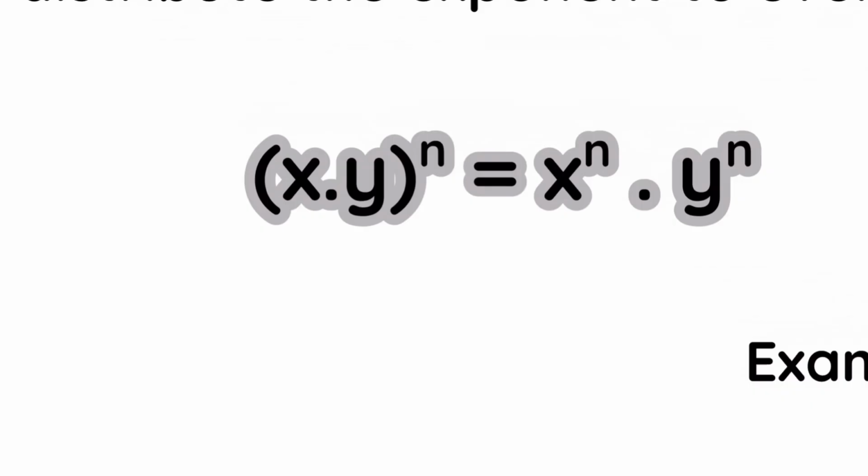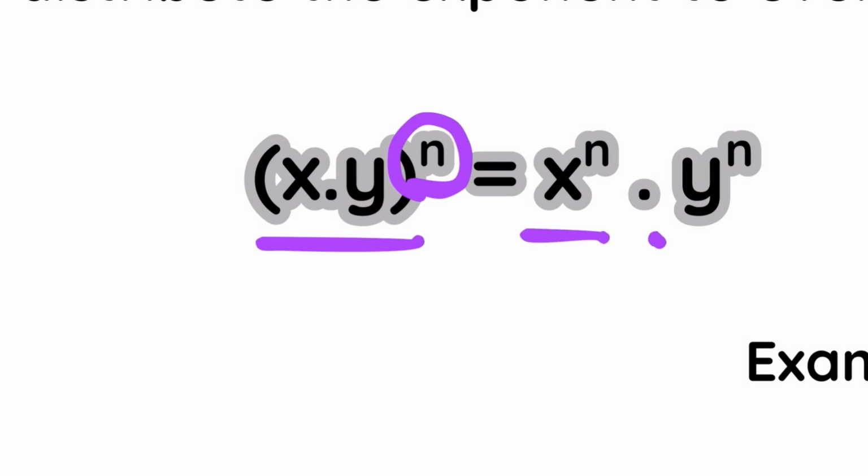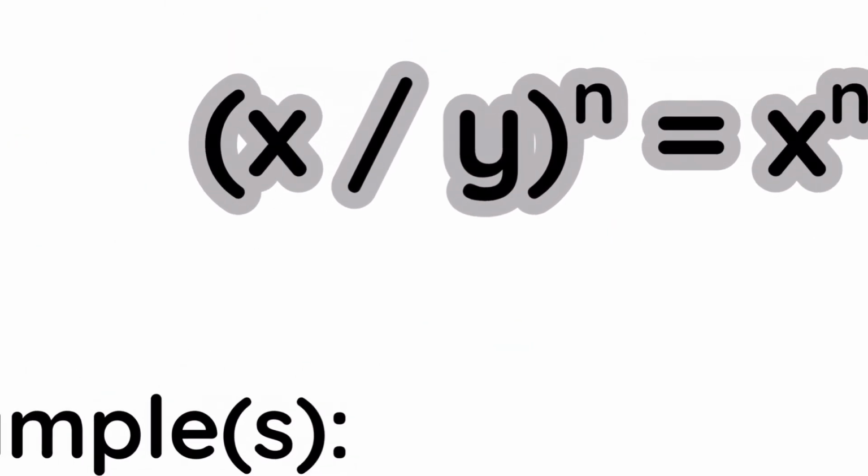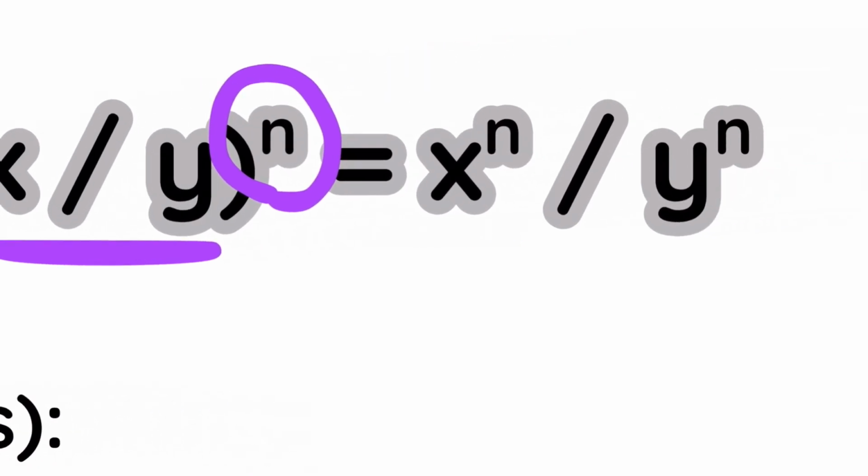I have, for example, x multiplied by y, or x times y, all to the power of n. This is equal to x to the power of n times y to the power of n, and the result won't change, okay? And the same with division. X divided by y all to the power of n. This is the same as x to the power of n divided by y to the power of n.